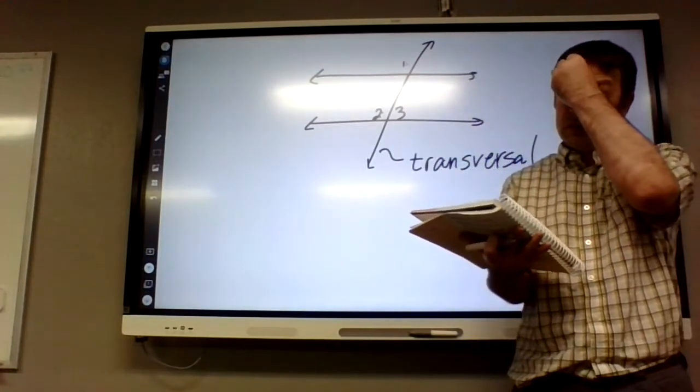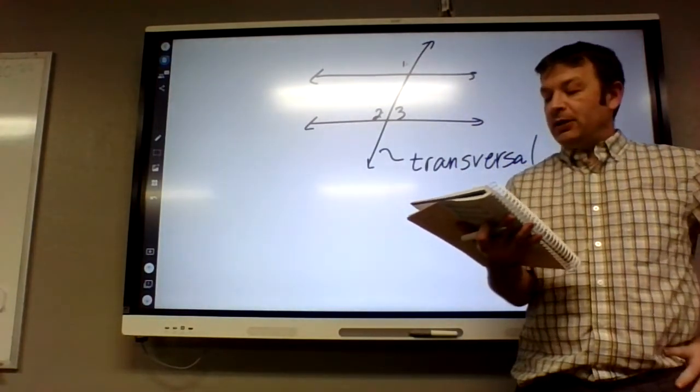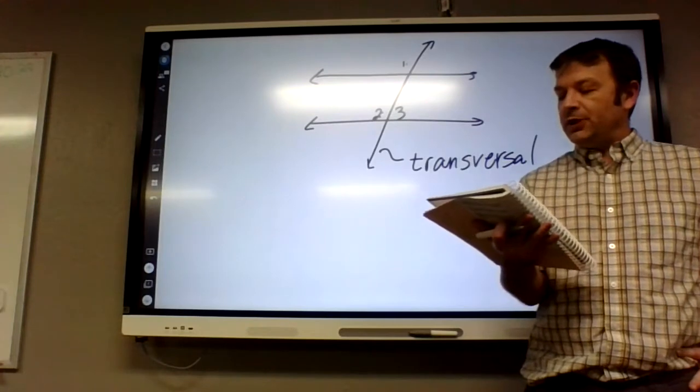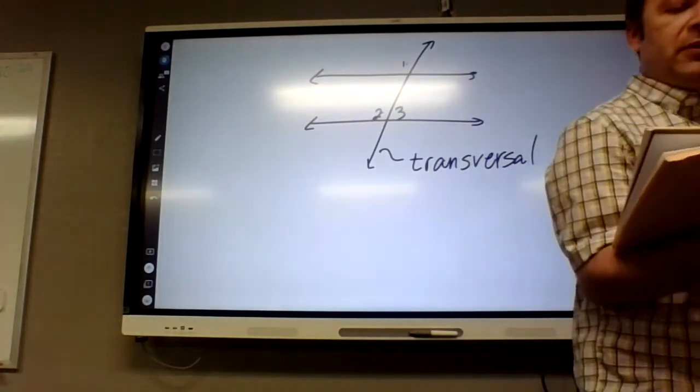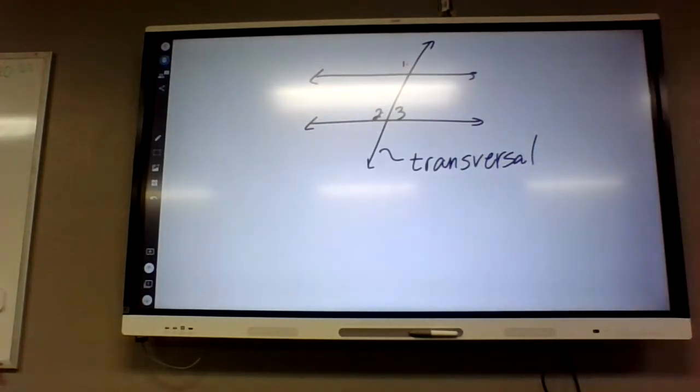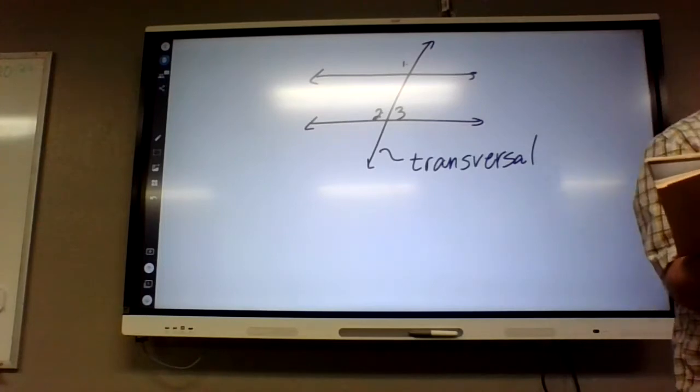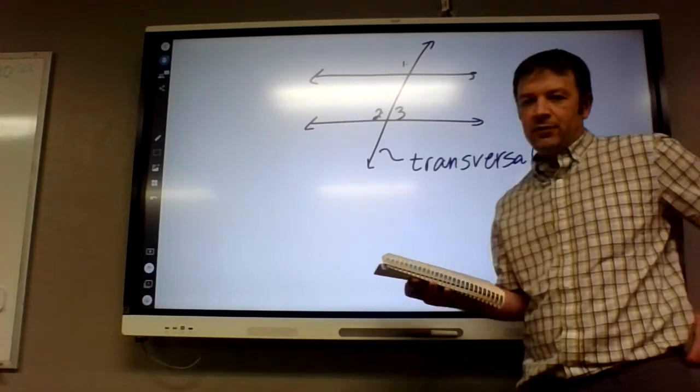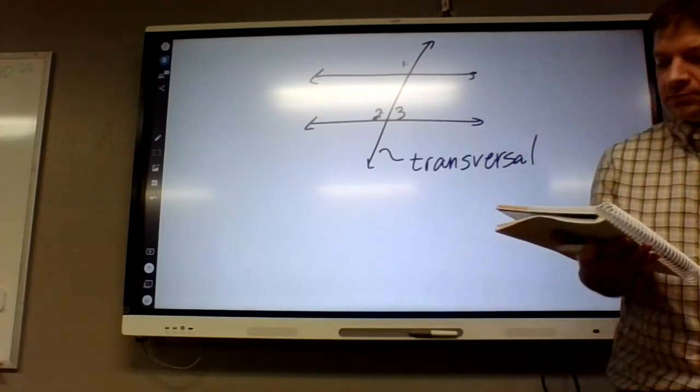Number 9, if angle 4 is 40, find angle 5. So what are 4 and 5 together? What are they called? Alternate interior. They're the same. So angle 5 is 40 degrees. Let's go.